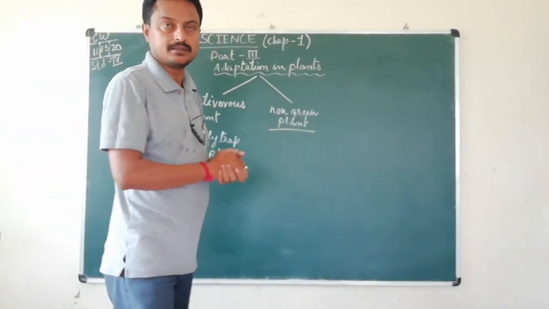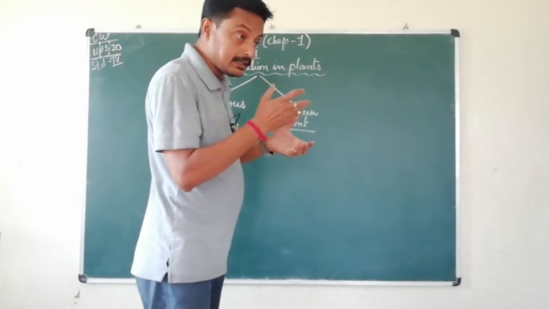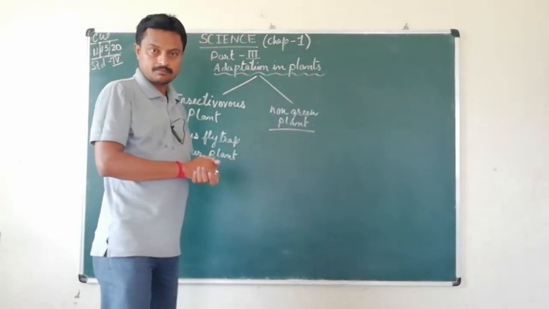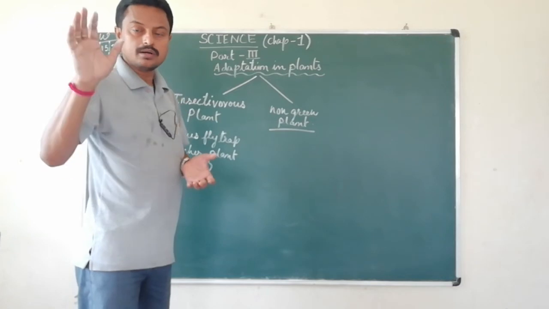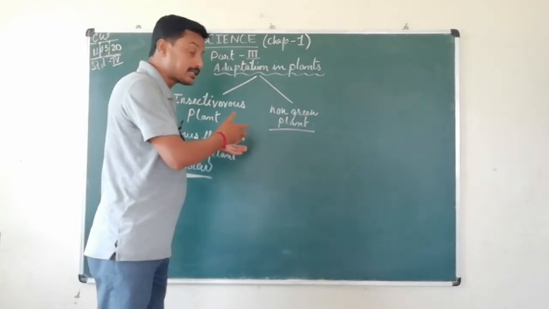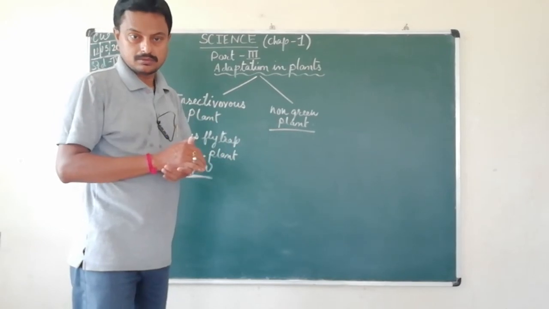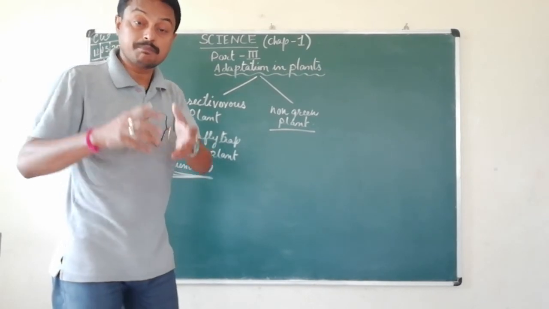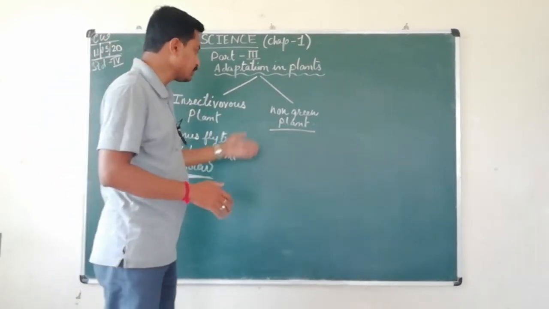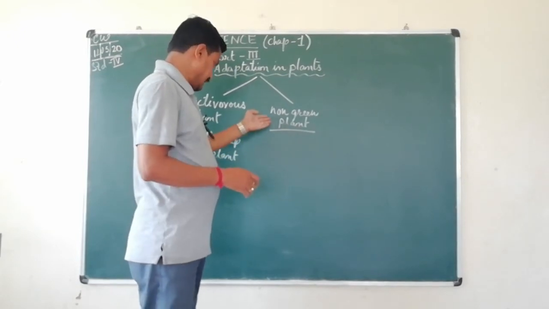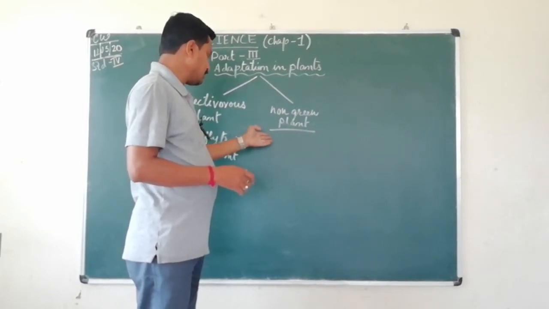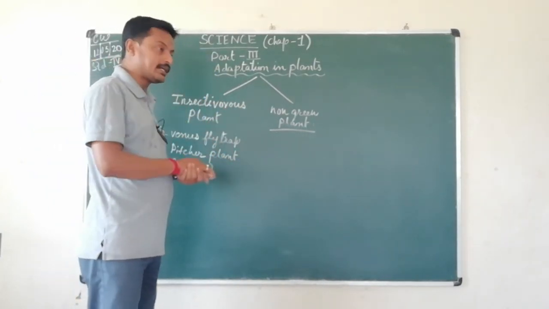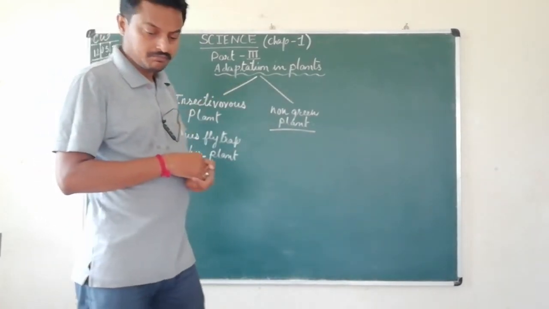So what is the meaning of parasite? Parasitic organisms are those organisms which draw food from other living organisms. They are not capable of making their own food. The organisms which draw nutrients from other living organisms are called parasitic in nature. So they are also parasitic. For example, you can see mushroom. They draw their nutrients from other organisms.